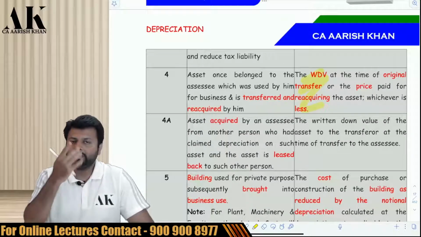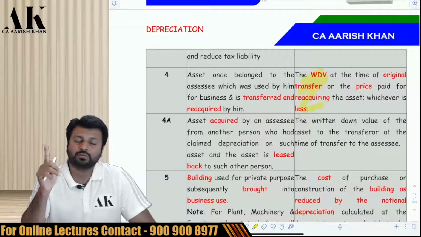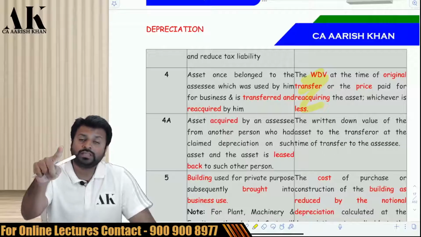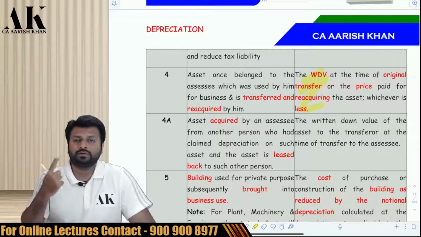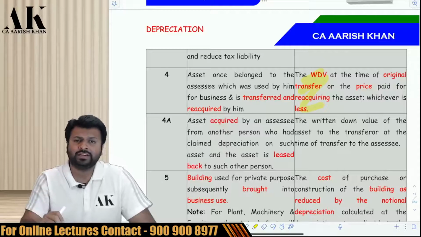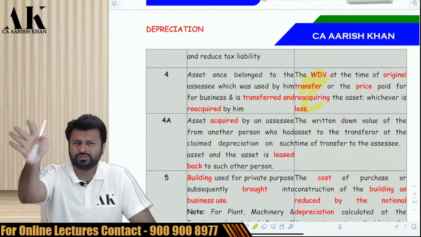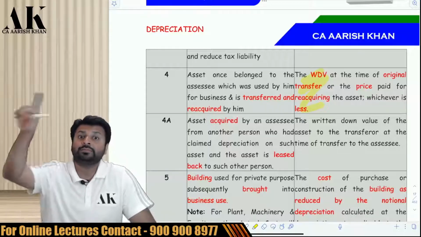Next one, listen carefully. I am Mr. A, you are Mr. B. You are using some asset for your business purpose and claiming depreciation on it. Now you have sold that to me. I am purchasing that asset from you, say for 1 lakh rupees, but the WDV of that asset is 70,000. You are using it for business and you have sold it to me for 1 lakh. Now I am purchasing from you and I am leasing it back to you.